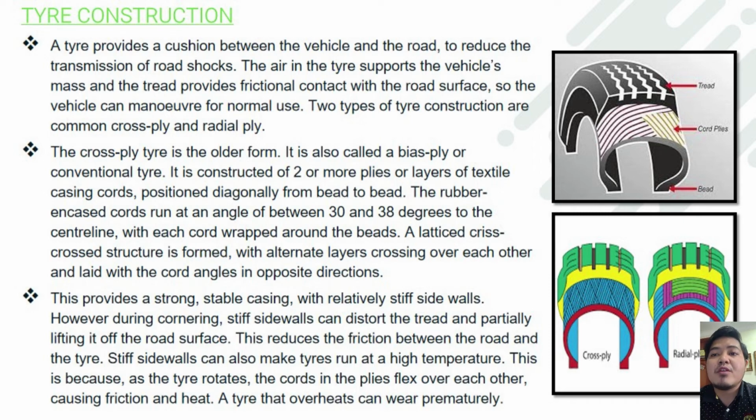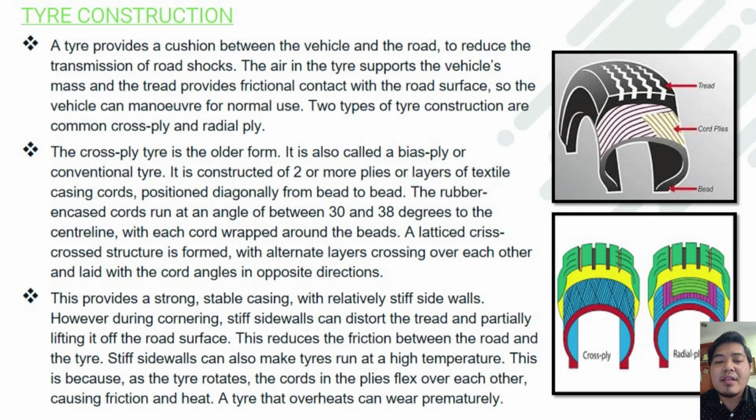So basically the cross ply tire is the older form. It is also called a bias ply or conventional tire. It is constructed of two or more plies or layers of textile casing cord positioned diagonally from bead to bead. The rubber-coated casing cords run at an angle of between 30 and 38 degrees to the center line, with each cord wrapped around the bead. A lattice crisscross structure is formed with alternate layers crossing over each other and laid with the cord angle in opposite direction. This provides a strong, stable casing with relatively stiff sidewall.